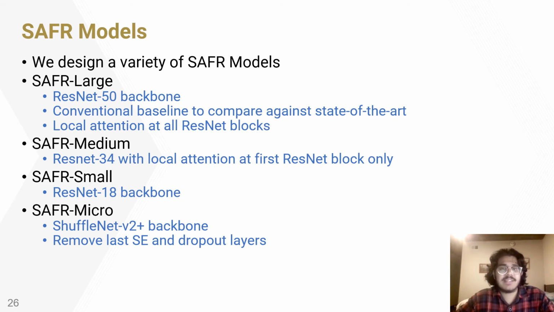SAFR Medium and SAFR Small are stepping stones to edge devices, each with a smaller ResNet backbone and limited local attention. By limited, we mean the local attention is applied only to the first ResNet block and not to the rest of the blocks. Finally, SAFR Micro is designed for edge-type or mobile devices. It uses a ShuffleNet backbone, which is built for Raspberry Pi, with some layers removed for efficiency.